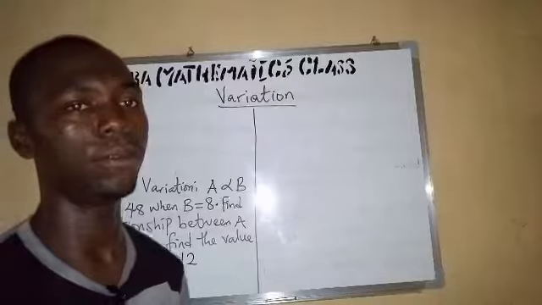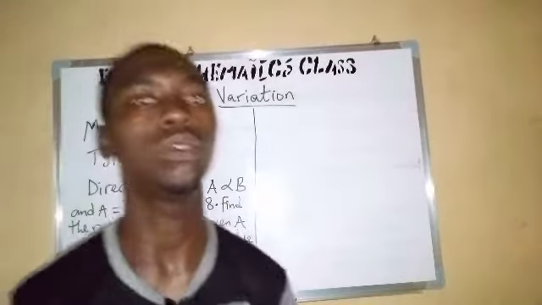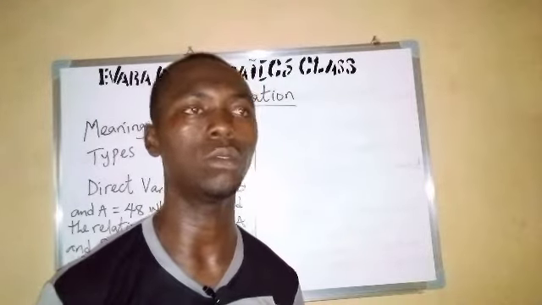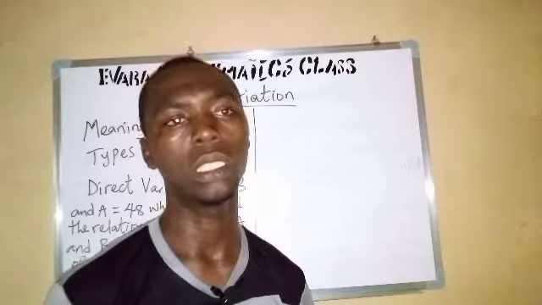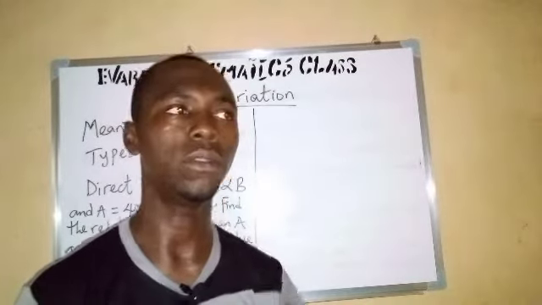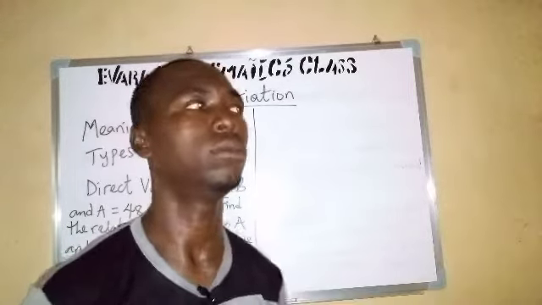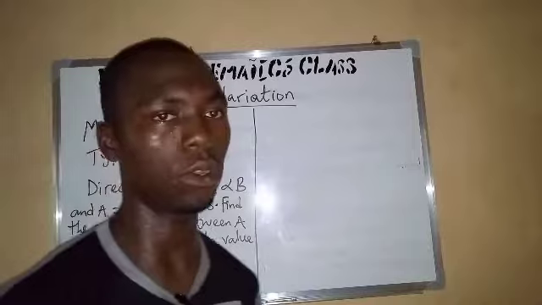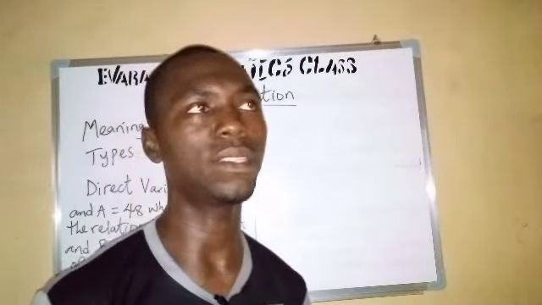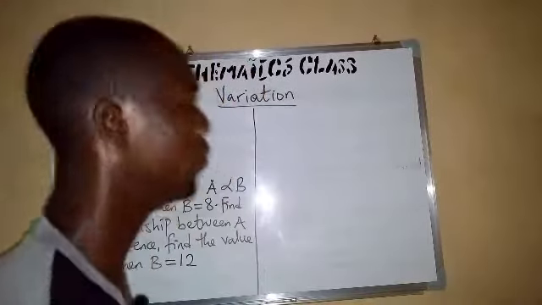This is on variation. What do we mean by variation? Variation shows the relationship between the values of two different things or two different quantities. It tells us what happens to the other quantity if the value of this one increases or decreases. Basically, we have four types of them. We have direct variation, inverse variation, joint variation, and partial variation.